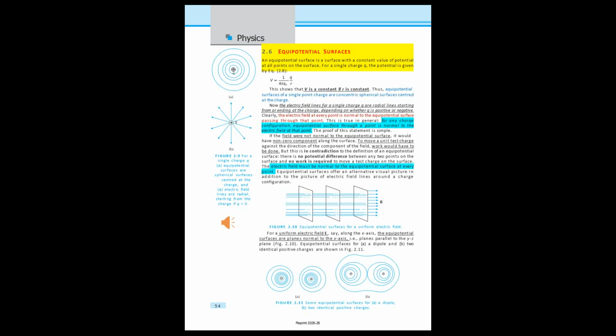Equipotential surfaces offer an alternative visual picture in addition to the picture of electric field lines around a charge configuration. For a uniform electric field E, say, along the x-axis, the equipotential surfaces are planes normal to the x-axis, i.e., planes parallel to the yz plane, figure 2.10. Equipotential surfaces for (A) a dipole and (B) two identical positive charges are shown in figure 2.11.